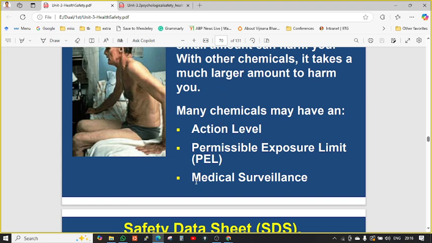Then medical surveillance. For example, last class we studied the first aid kit, how to use that first aid kit, and how to call the ambulance and the doctors. All these things should be taught to employees. If you are an employee of an organization, this training should be given.